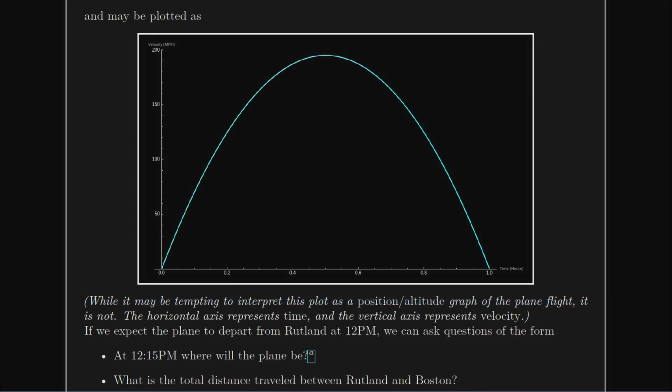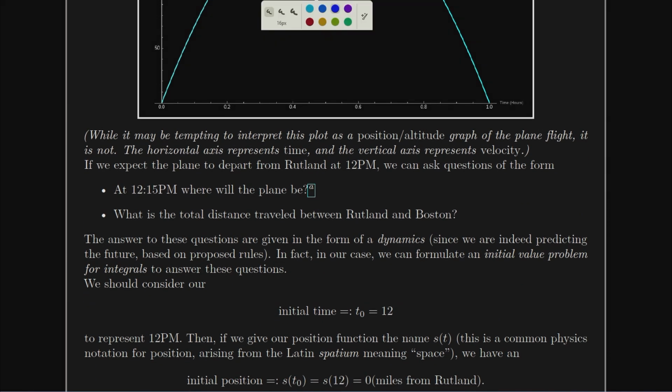Okay, let's answer a question, or really two questions. Supposing we leave Rutland at 12 p.m., at 12:15, where will the plane be? Maybe I'll draw this for you. So maybe here's Vermont, here's New Hampshire, and here is Massachusetts. Looks like a little baby elephant. So there's Rutland, there's Boston, and the plane's just going to go between the two of them. At 12:15, it leaves at 12. At 12:15, you would imagine it's probably somewhere over New Hampshire, but the question is where over New Hampshire?